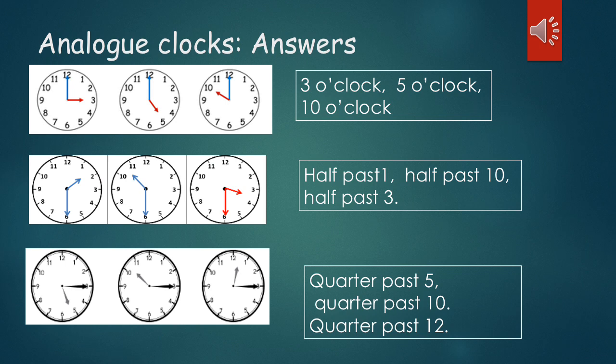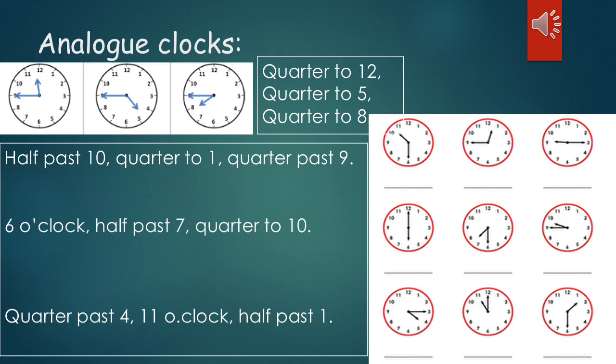Here are the answers of the previous clocks. It's 3 o'clock, 5 o'clock, 10 o'clock, 1:30, 10:30, 3:15, 5:15, 10:15, 12:15. The rest of the answers: 12:45, 5:45, 7:45.